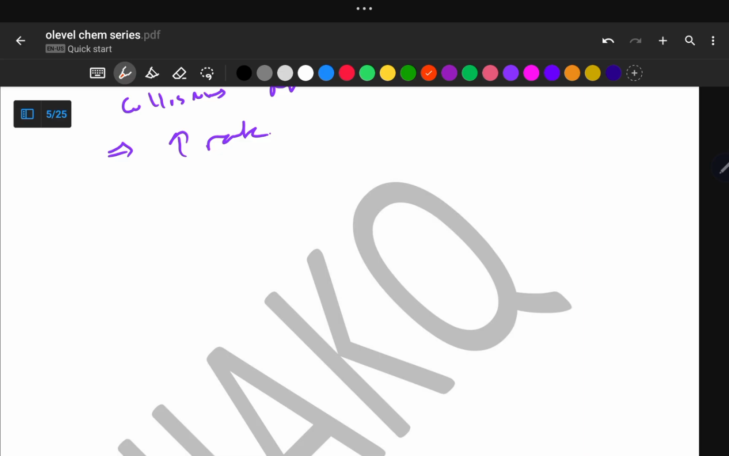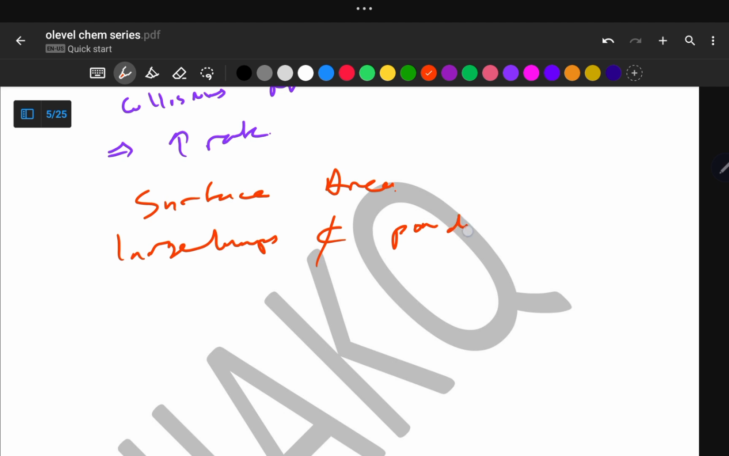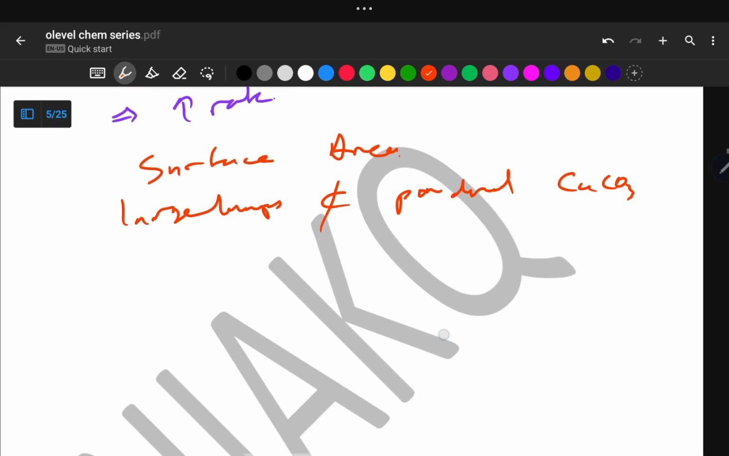And then we go on to explain the effect of surface area. For surface area, we are using large lumps and powdered calcium carbonate. The one where we are having large lumps is going to be slow.